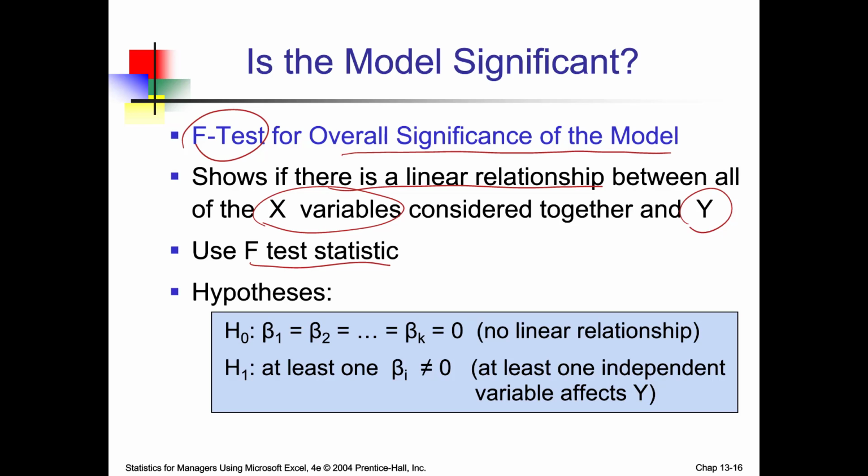So the null hypothesis here is H0: beta 1 equals beta 2 equals beta 3 all the way to beta k equals 0. If all slopes are 0, that means there's no linear relationship. And if at least one of the betas is not 0, that means at least one independent variable has an impact on, or affects, y, the dependent variable. So that's basically what the ANOVA output tells us.